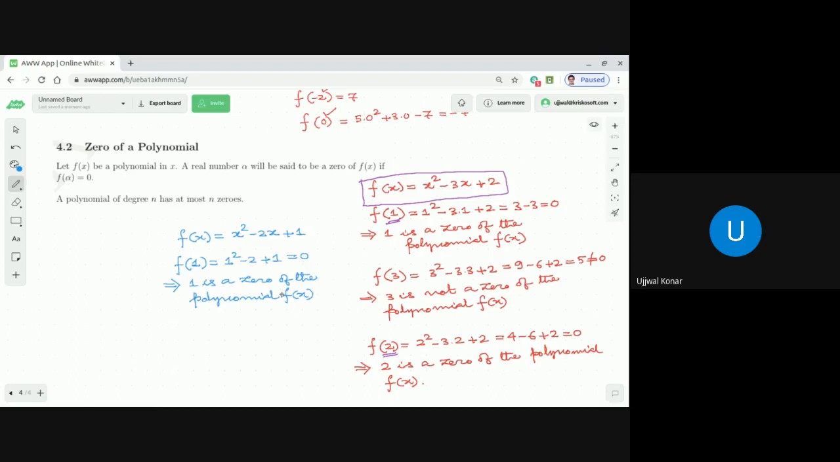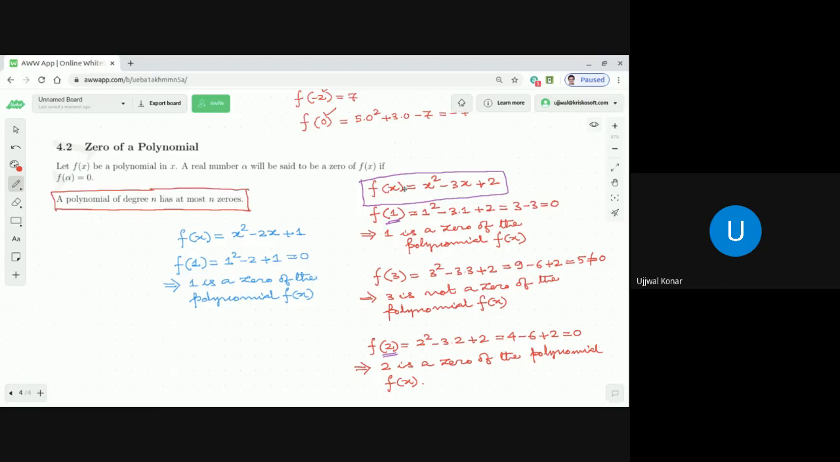Now you will not be able to find any other zeros of this polynomial, even though the degree of this polynomial is 2. So what can we conclude? We can conclude a polynomial of degree n has at most n zeros. It can have either n zeros or fewer than that.